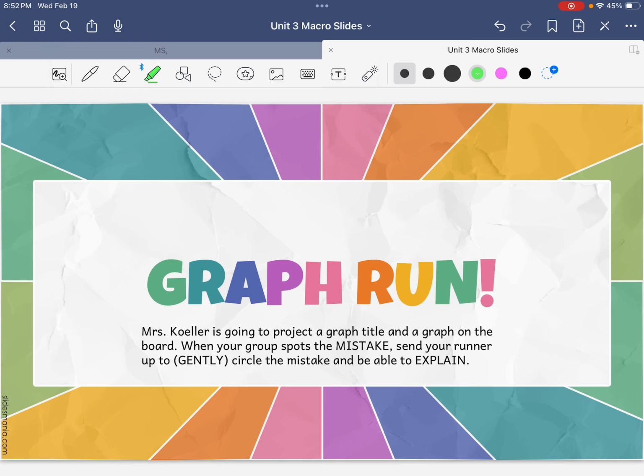So here's what we're going to do. Miss Keller was going to project a graph, put you in groups, and then when your group notices why the graph is wrong, you were going to run up and gently on my board, as to not break my board, circle why it's wrong, and then turn around and tell the class why it was wrong. It was going to be fun. We were going to be running and screaming and, oh, our team gets a point. Sadly, we will not be doing that.